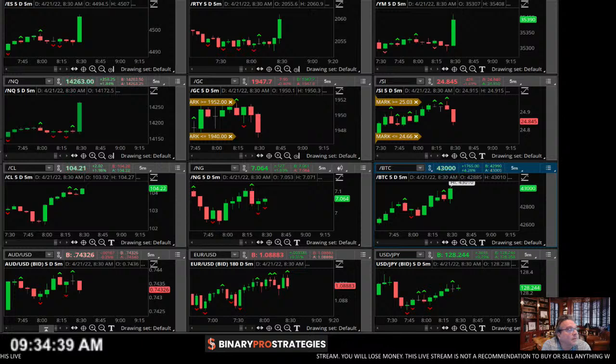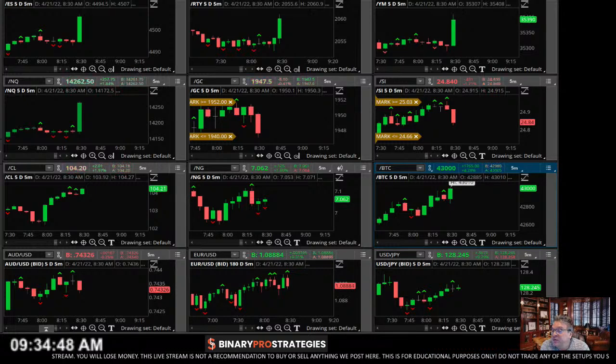Silver still long. Nothing on any of the indices, nothing on ES, RTY, YM, or NQ. Once again, I'll put those symbols up there if you're not familiar with the symbols.